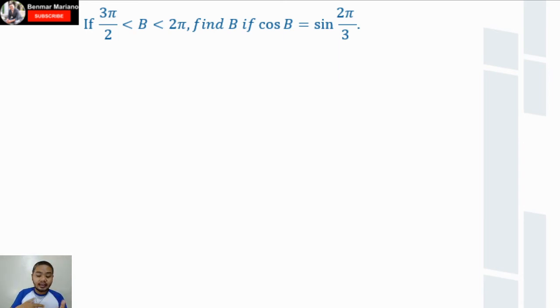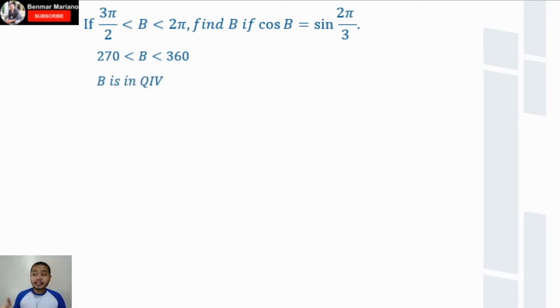So, what am I going to do here is to express those radian measures into degree measure. 3 pi over 2 is actually 270, while 2 pi is 360. So we can conclude here that angle B is actually in the fourth quadrant.